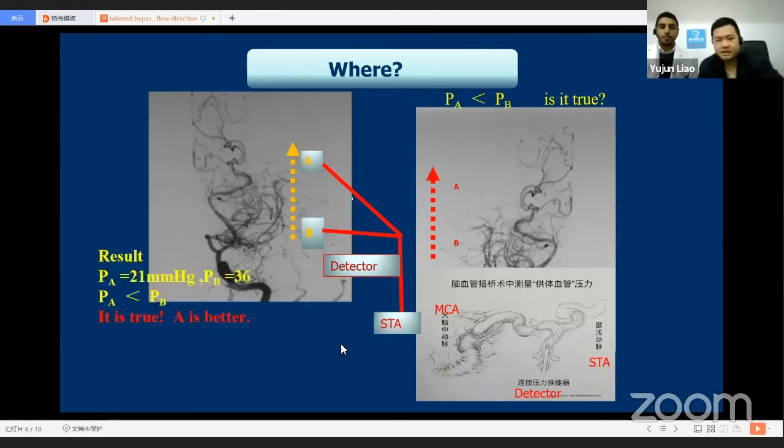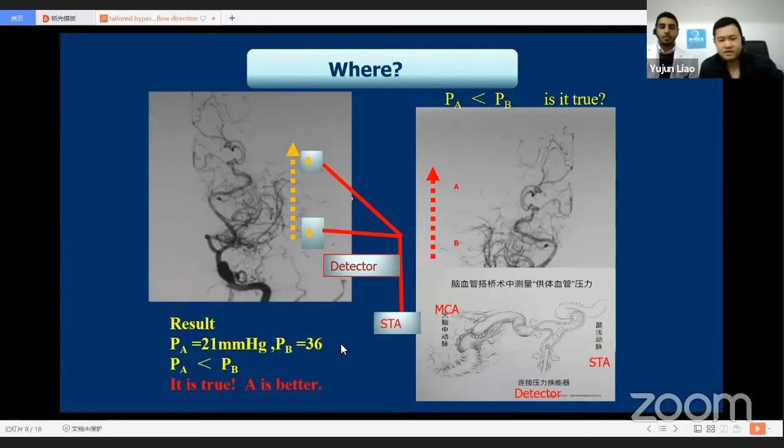It's very complicated, but the result is interesting. As you can see, A point is in the downstream of the MCA blood flow, and the pressure is about 21, and the B point pressure is about 36. So the clinical study confirmed our hypothesis, and it's actually true. A point, because it's in the downstream of MCA blood flow, is better for anastomosis.